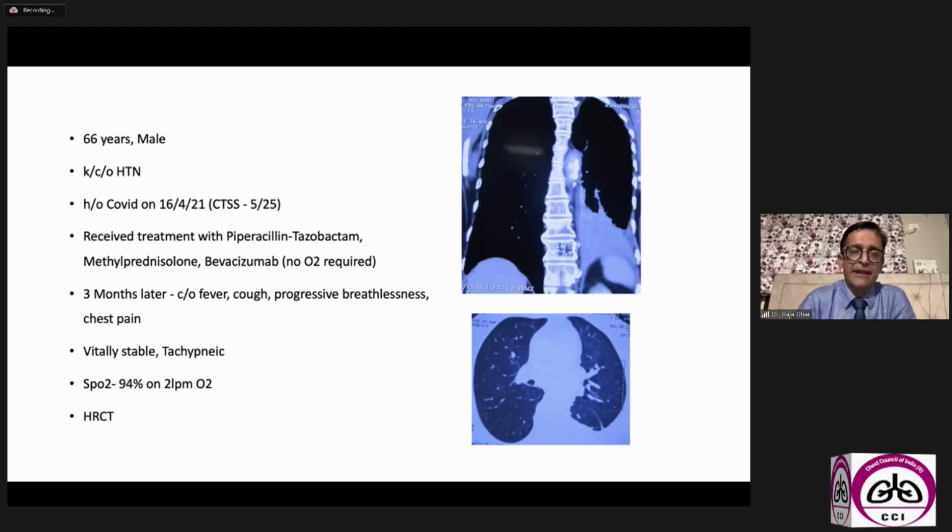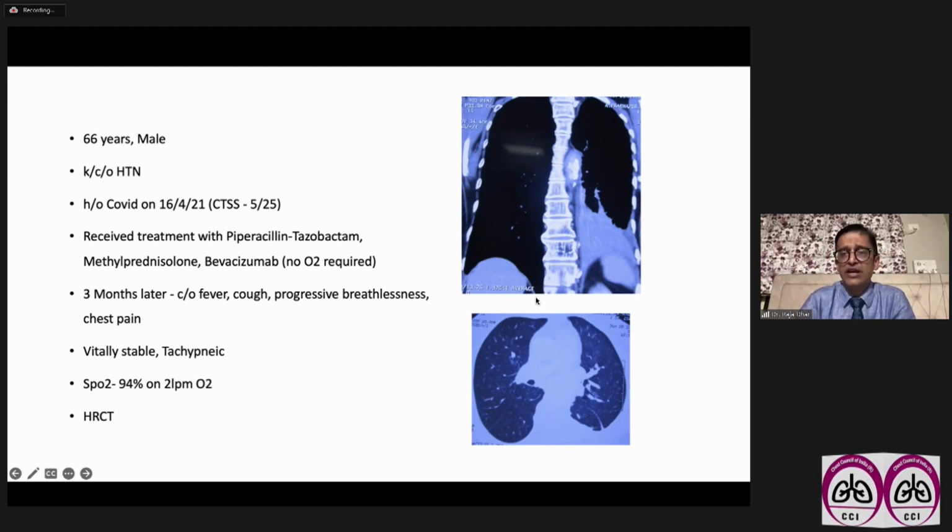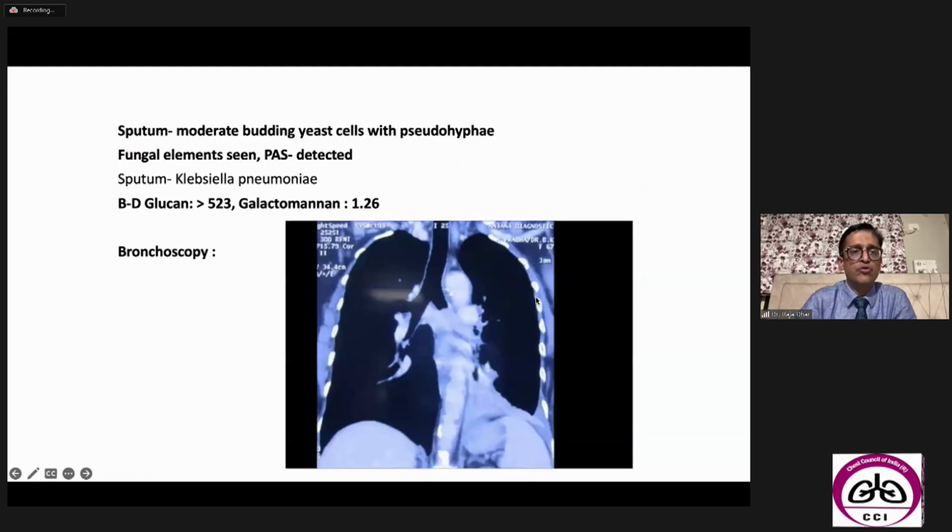This is a 66-year-old male, hypertensive, who had COVID in April 2021, during the second wave, and received treatment with a BLBLI, methylprednisolone, and bevacizumab, and had no oxygen requirement. He came to us later with a history of fever, cough, progressive breathlessness and chest pain. Vitals were stable. The patient was tachypneic, requiring oxygen at 2 liters, with saturations of 94%. I've shown you one cut of the HRCT, and you see this centrally located lesion along with the collapse of the left lower lobe.